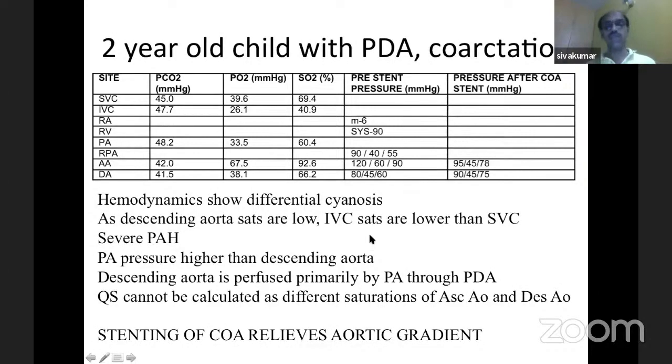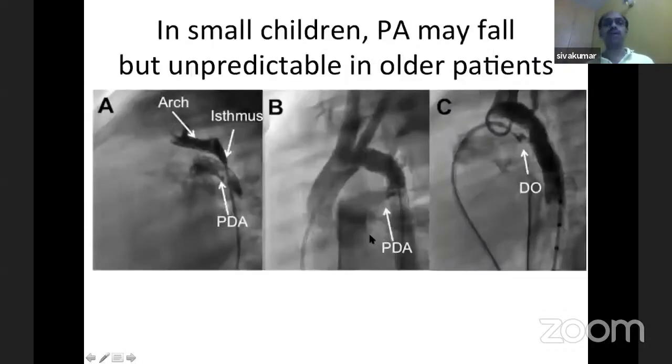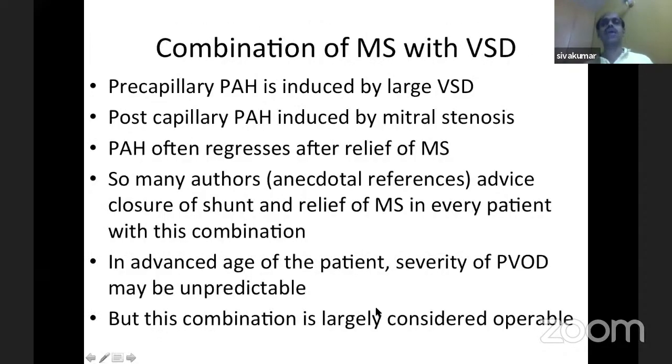So we need to remember, I am not going into multiple individual slides. We need to remember that whenever there is a combination of coarctation and PDA, in a small baby, it may be operable. But in a very significantly grown up patient with severe PAH and significant desaturation in the lower limb, it is very difficult to assess the operability.